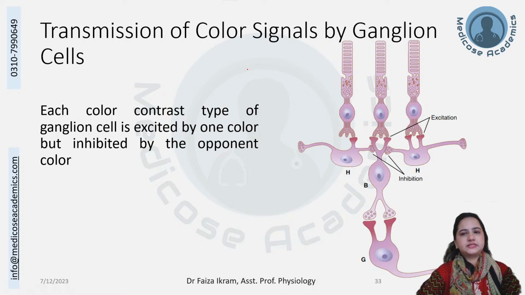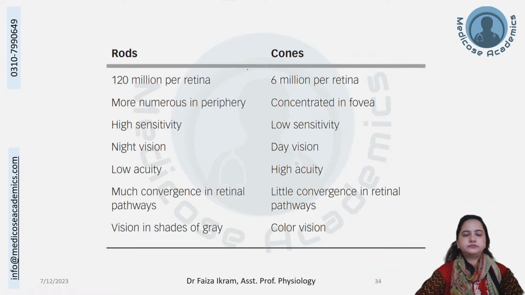Also, the color signals are transmitted by the ganglion cell layer, and they also respond the same way, with on and off phenomena. Till now, we have seen many differences between the rods and cones starting from the session till now. Let us summarize all those.